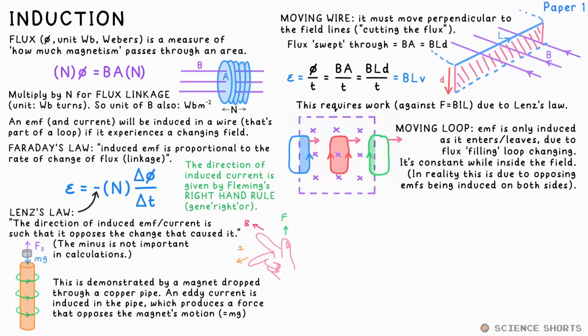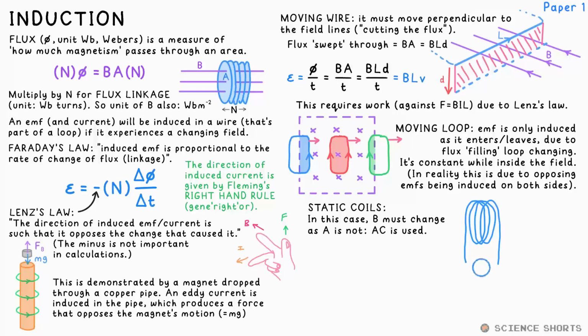The legit explanation, though, is that there is an EMF being induced on both sides of the coil in the same physical direction while it's inside, so they cancel each other out. When entering or leaving, there's only one constant EMF being induced on one side, and so therefore we have an overall resultant EMF. We can calculate this using BLV again.